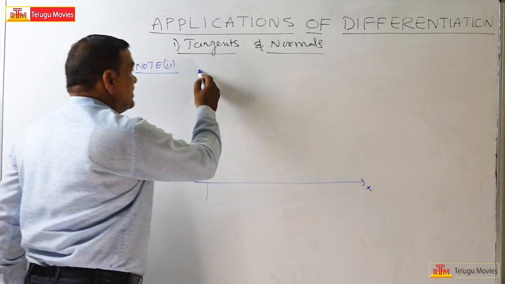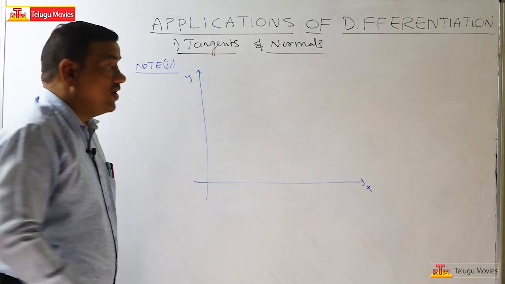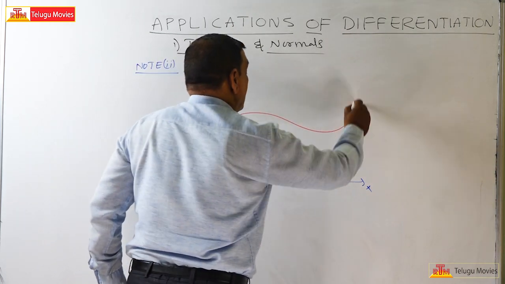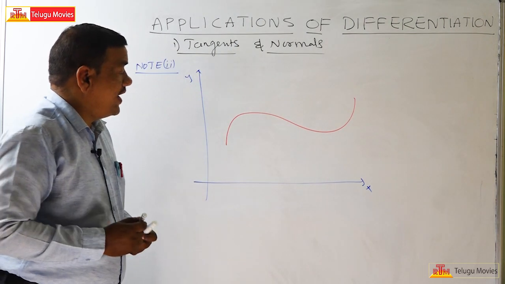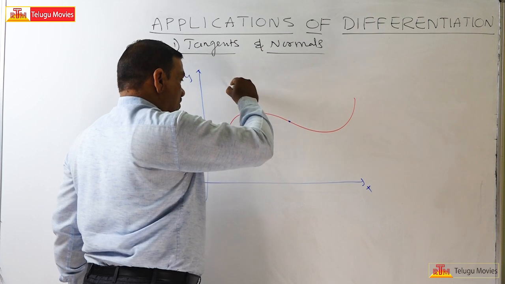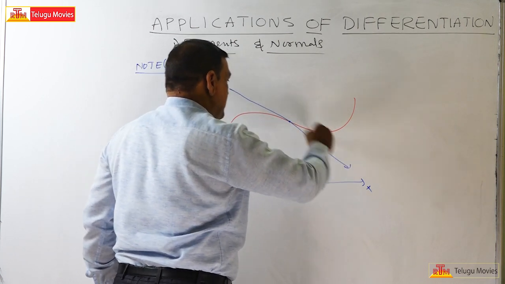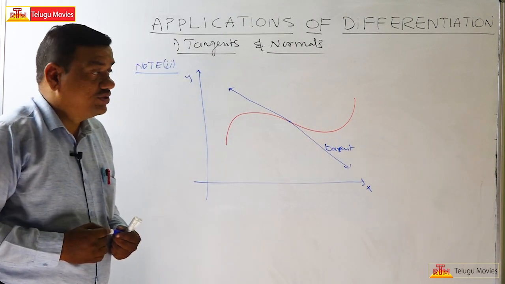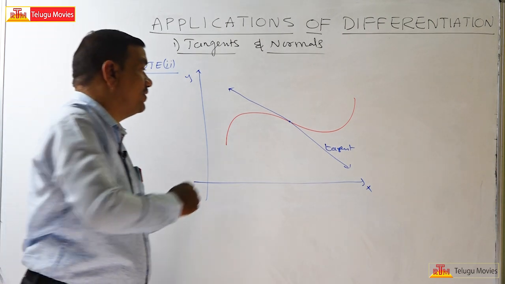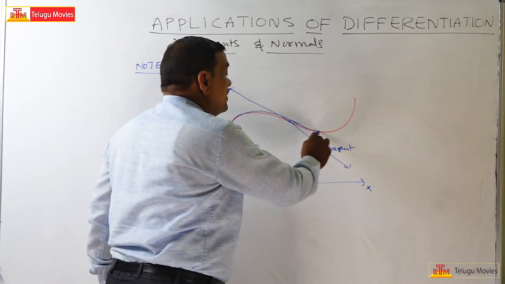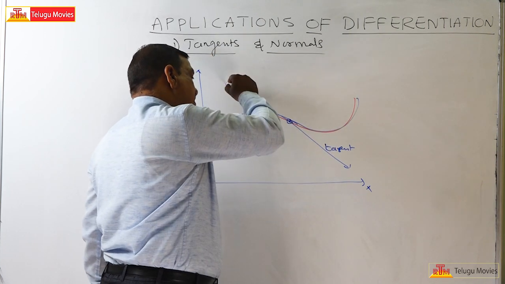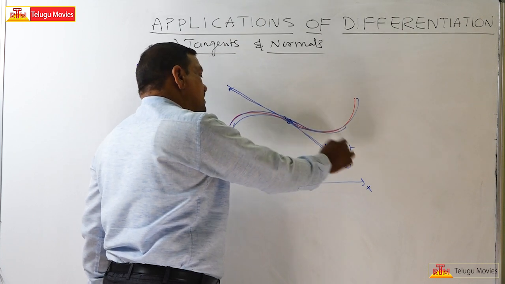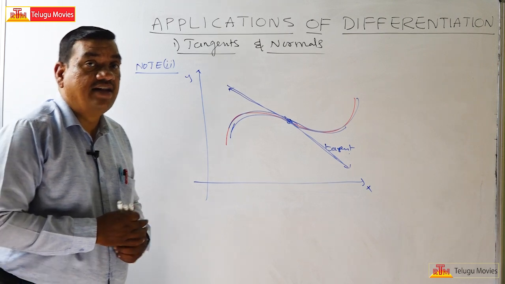X-axis, y-axis. Suppose there is a curve like this. Now at this point P, this is a tangent. We can call it a tangent. You may say, sir, you said that it touches the curve, but if you see here, this is one type of special curve. Even then it crosses the curve like this. It is touching up to here, and again it is touching the curve like this. Then also we can call it a tangent to the curve.